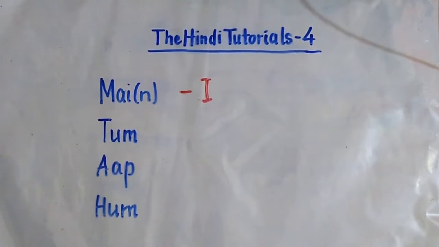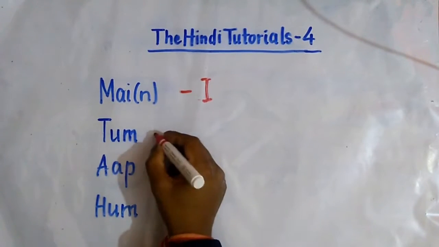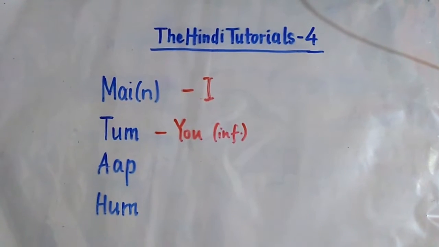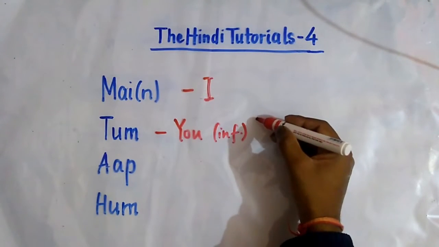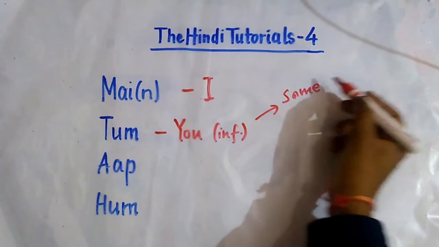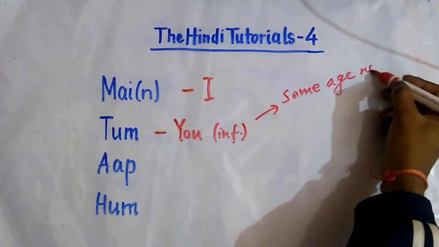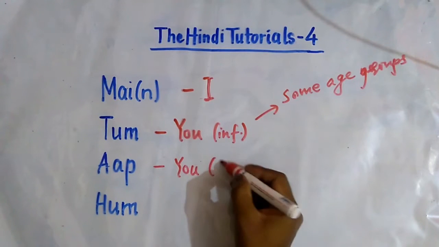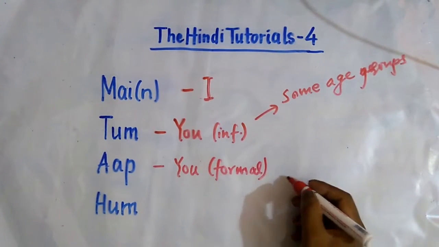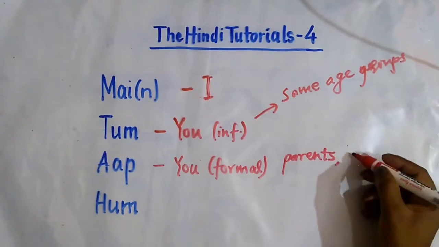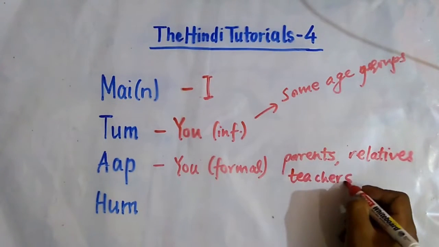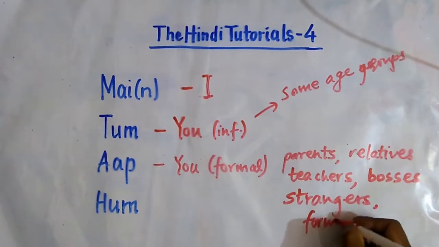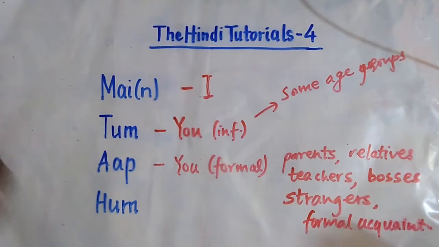ठीक है? Now the next word is tum, which means you, but is informal. Okay, this is used with people of the same age group as yours and with your normal friends. And aap is also you, which is formal and used with parents, relatives, teachers, bosses, strangers, and formal acquaintances. ठीक है?